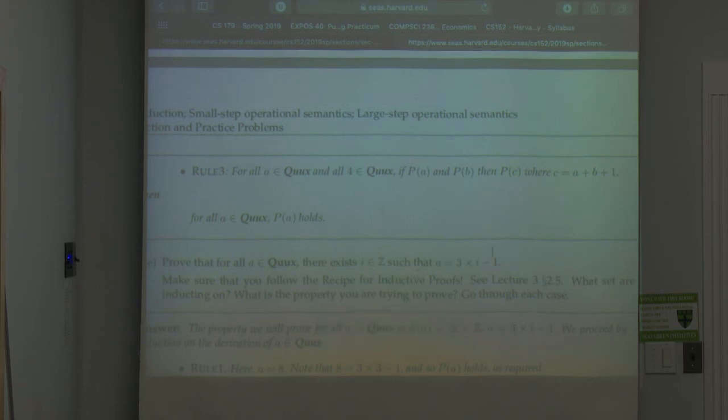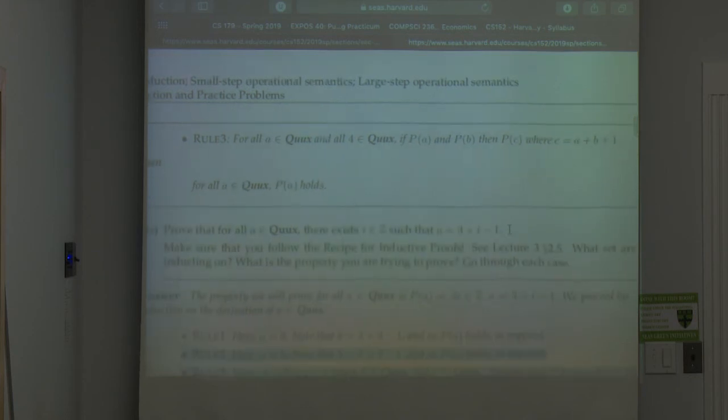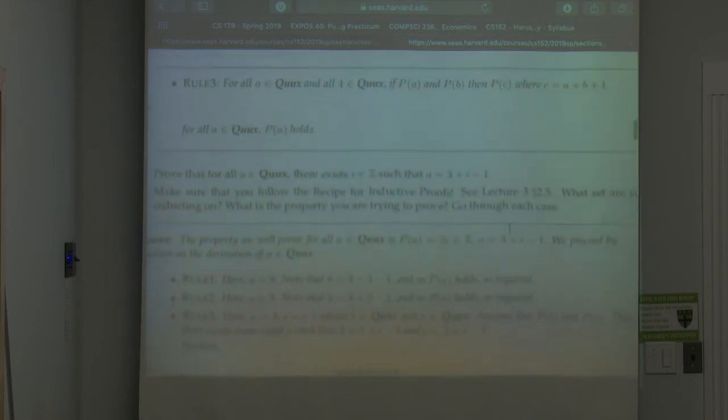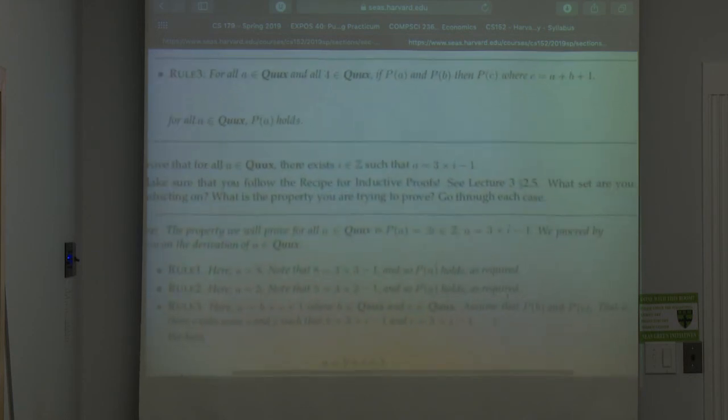So here we note that A is equal to 3 times I minus 1. And we just replace I by 3. And then we'd be getting 3 times 3 minus 1, which is 8. And the same thing for rule 2. And it gets harder for rule 3 here, because again, this is where the actual proof by induction is, right here.